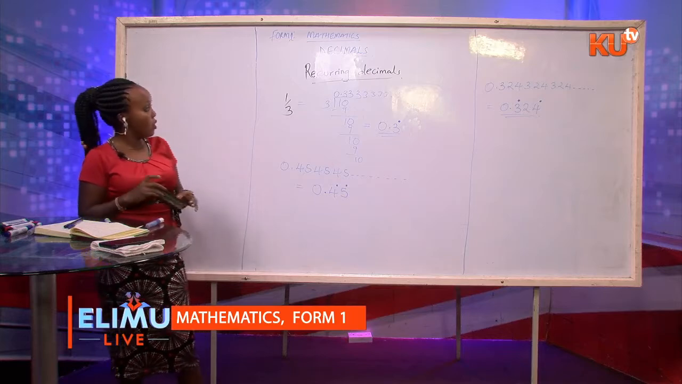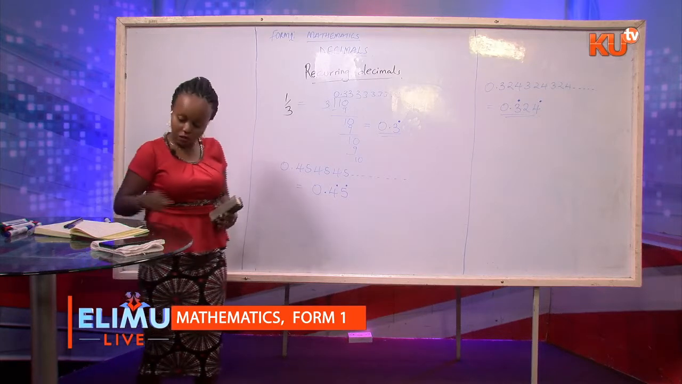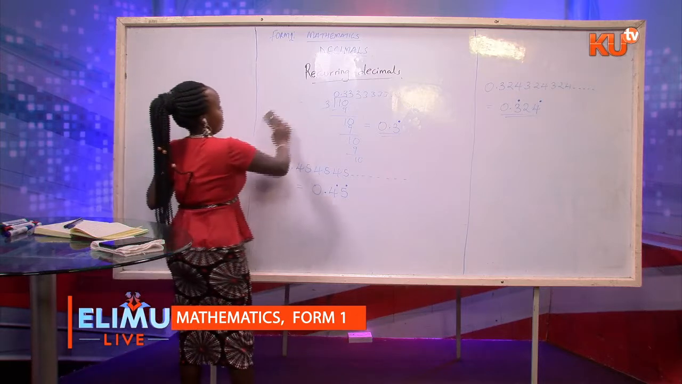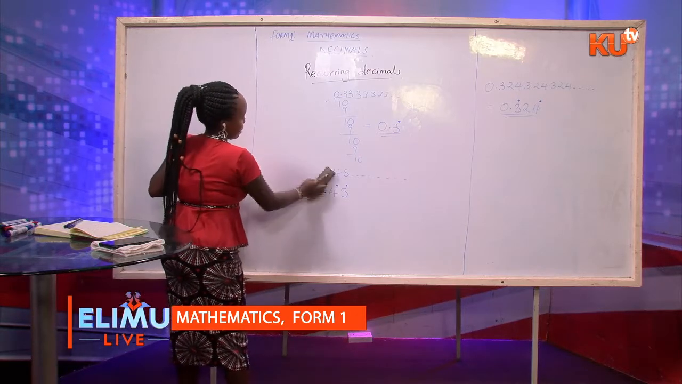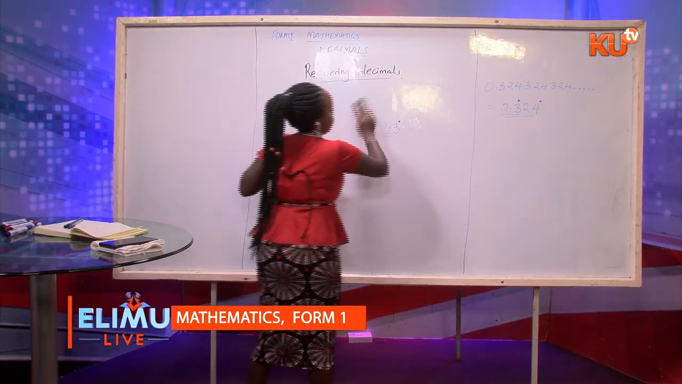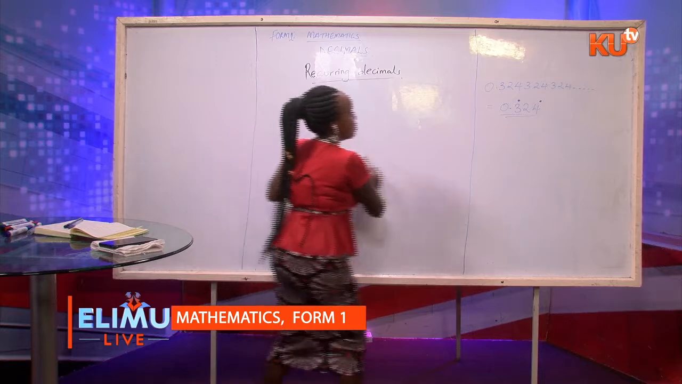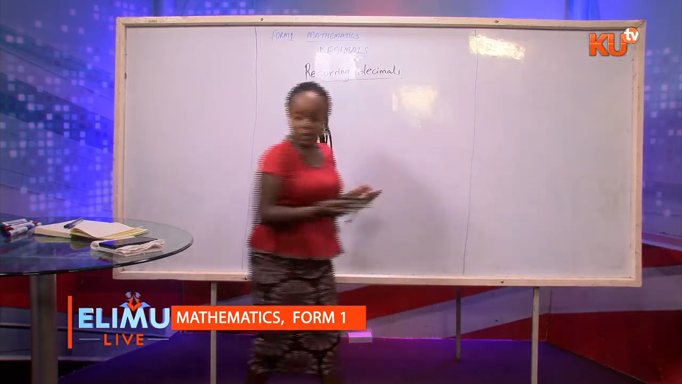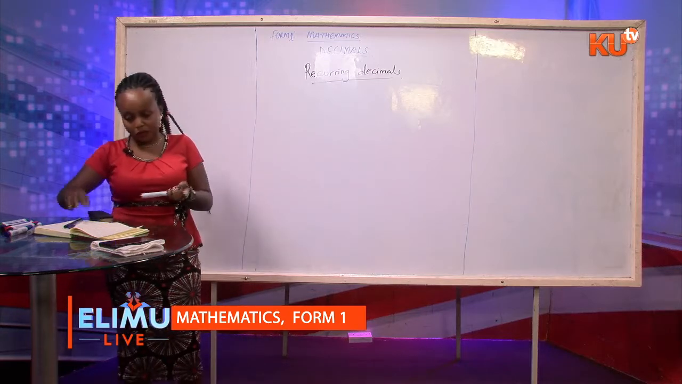I now want us to find how we are going to change fractions that are recurring decimals into fractions. I'll give you some examples. I hope you've now all known how to write the recurring decimals in the proper way.